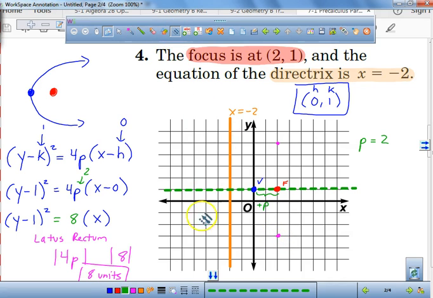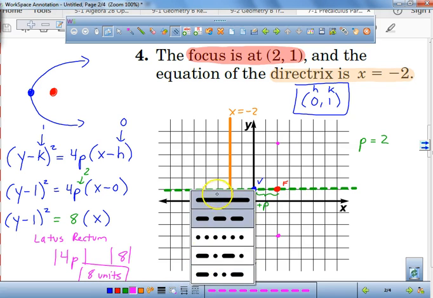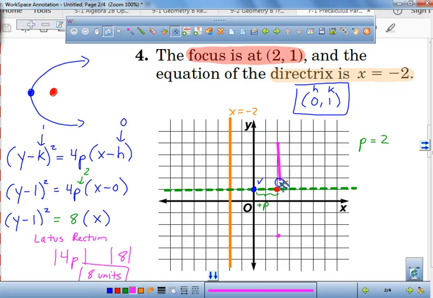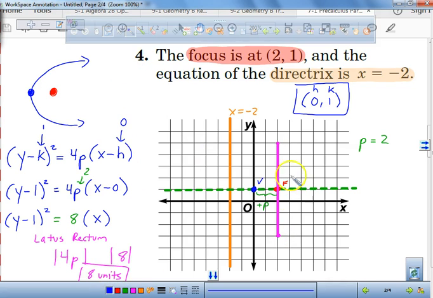Then what am I going to do? I'm going to actually draw in the length of the latus rectum all the way through. It's passing through the focus. And you guys see how wide this is? It's not a very good curve. We're trying to make it wide.